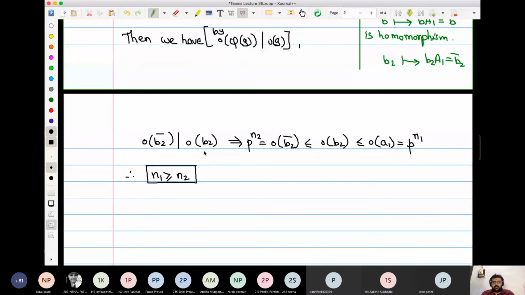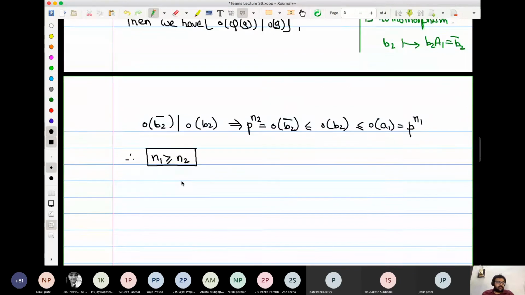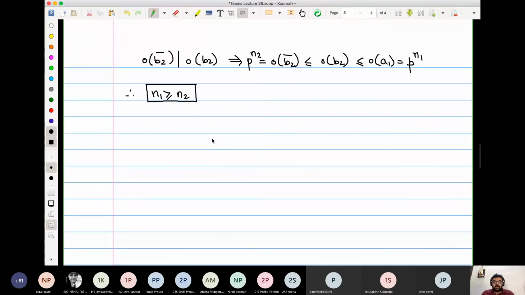Next one. So the order of the image divides the order of the element. So the order of B2 bar divides this. Therefore the order of B2 bar is less than or equal to the order of B2. But A1 was maximal, so either they have the same order, or this is less than that. So that is P power n1, and B2 bar has order P power n2. So we get n1 is greater than or equal to n2. And now if we want to express G as a product of cyclic groups, if A1 intersection the cyclic group generated by B2 is the identity, then we proceed further.